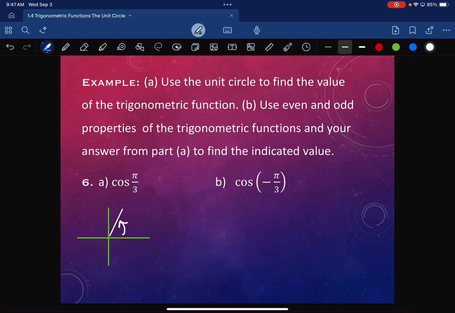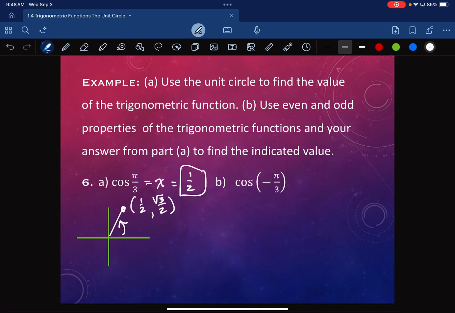Okay, cosine is which value, x or y? X. What is the x? Well, let's just write it down. What's the ordered pair at pi over 3? Right, 1/2 and square root 3 over 2. And what is the x value there? 1/2. So my cosine of pi over 3 is 1/2.